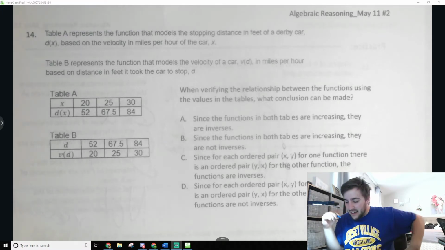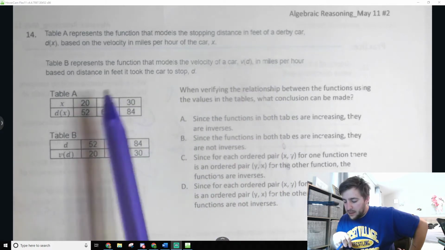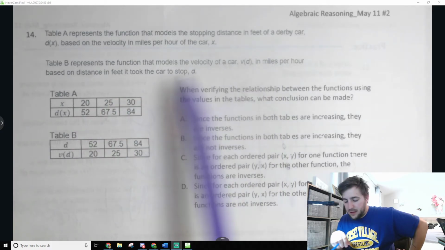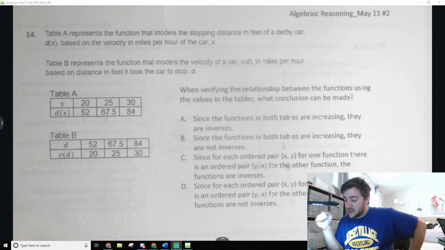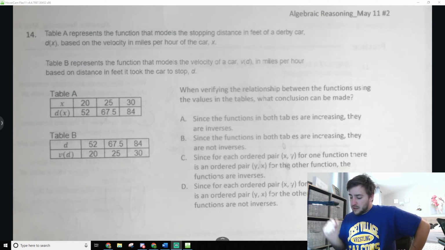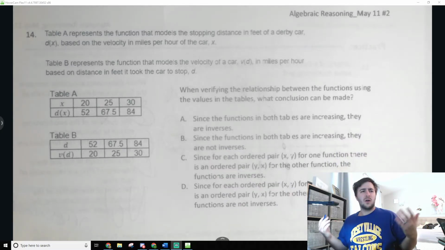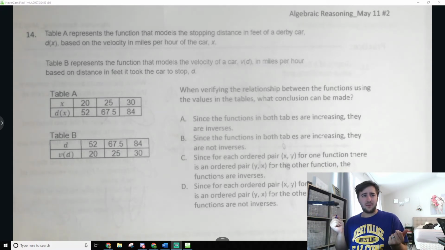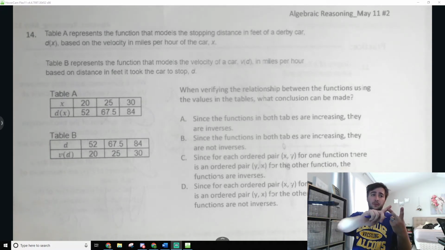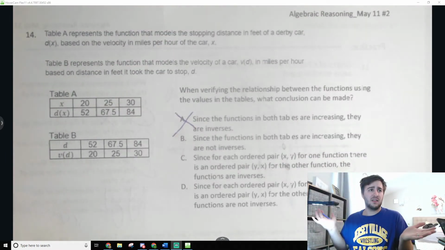All right. So we got a function that models the stopping distance of a car. Okay, table B models the velocity based on the feet it took the car to stop. Okay. When verifying the relationship between the functions using their values in the tables, what conclusion can be made? Since the functions in both tables are increasing, they are inverses. That has nothing to do with inverses. We don't care if they're increasing, decreasing, or whatever. We're looking for flip-flopping, we're looking for mirrors, we're looking for x's switching with y's.